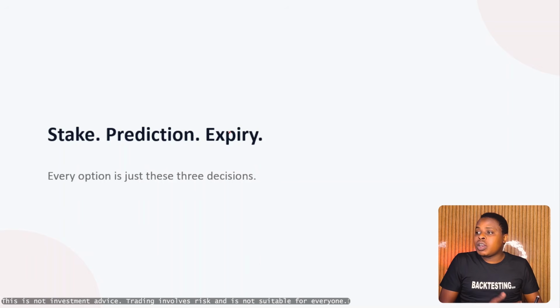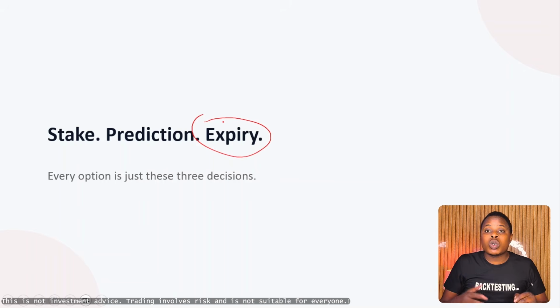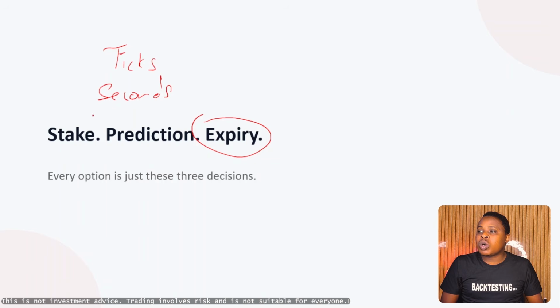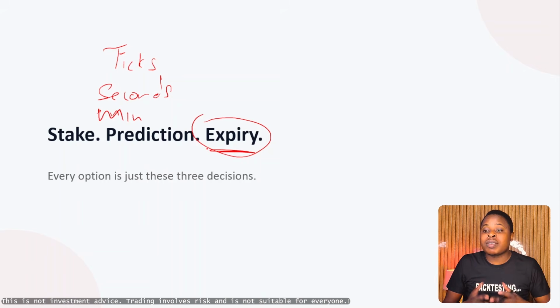Every option trade that you are going to place, you are going to see something called the expiry. This can come in ticks, seconds, minutes, or even days or weeks or a custom period, right? But the expiry is the most important part of every option.